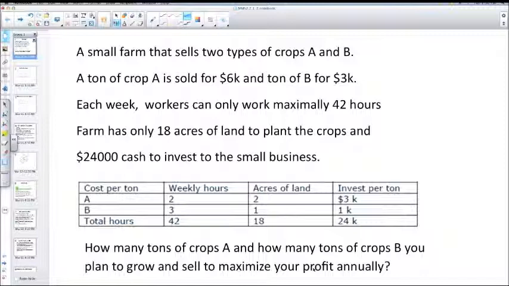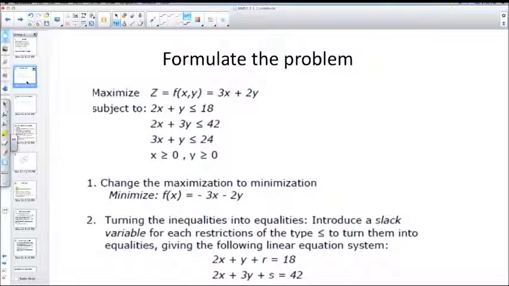Now the question is very simple. How many tons of crop A and how many tons of crop B should this small farm grow to get the maximum profit annually? Actually, I did one of those kinds of problems, of course 10 times more complicated, some 20 years ago. I helped a small tropical farm design what kind of crops they should grow to maximize their profit and also minimize their risks.